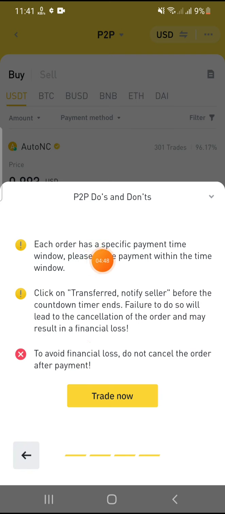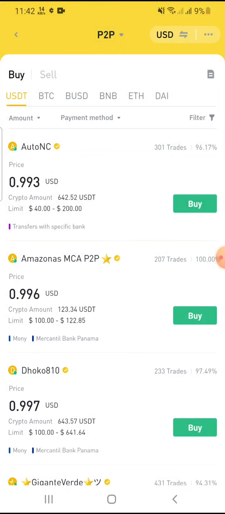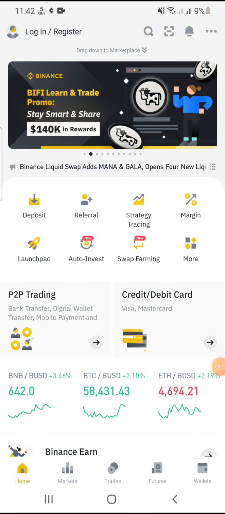Each order has a specific payment time window. Please make payment within the time window. Click on transfer, notify seller before the countdown ends. Failure to do so will lead to the cancellation of your order and result in a financial loss. Trend now, auto, 0.993 USD. Buy, buy, buy. Okay.